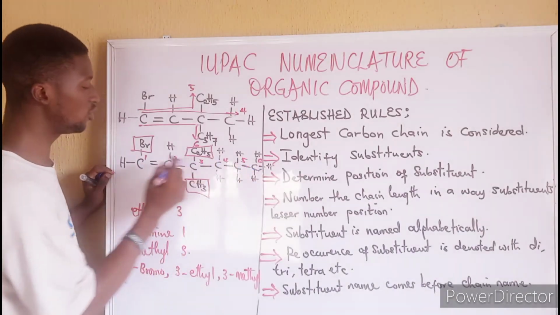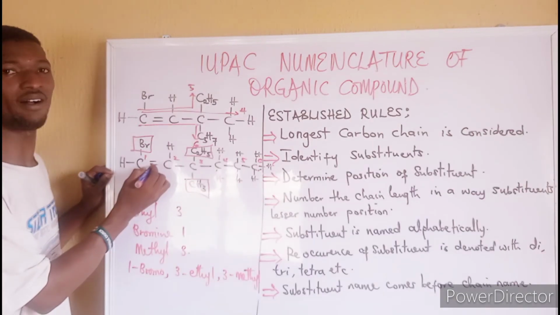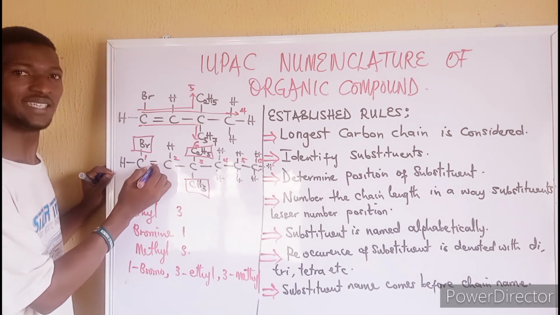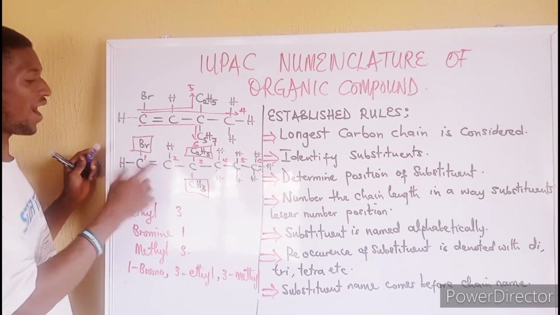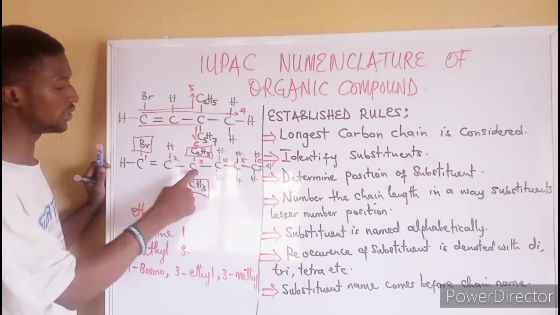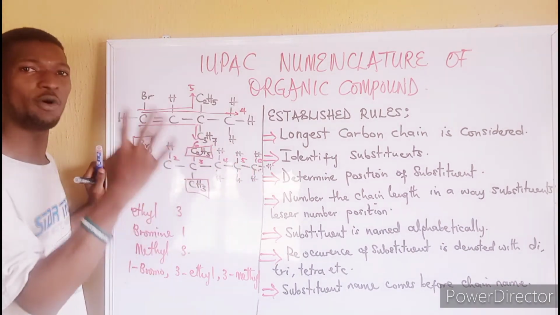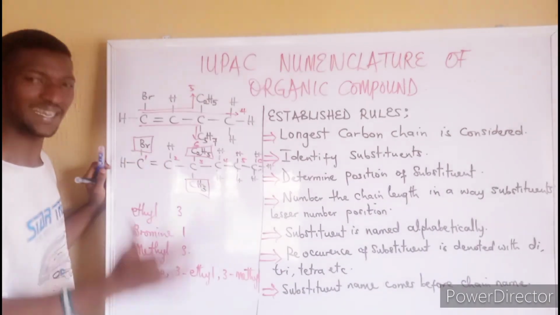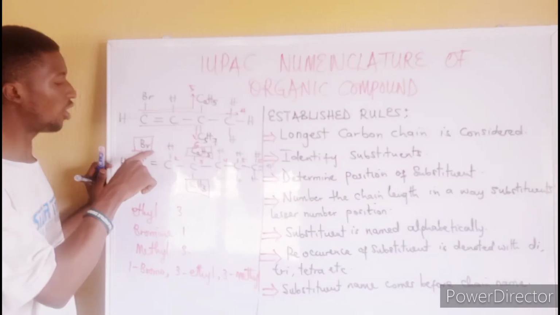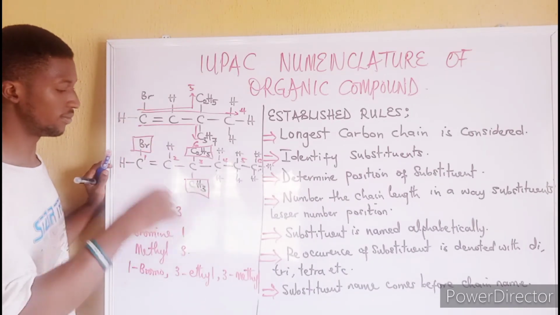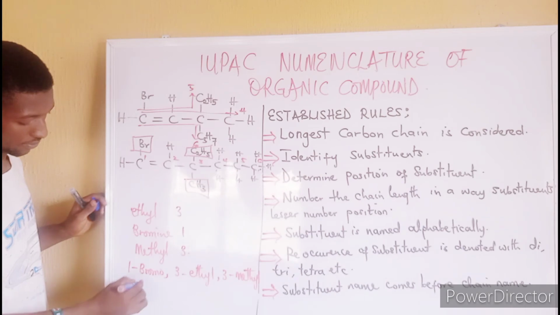What is the name of this chain? Don't forget we have a double bond here. So this is not alkane. This is alkene. So now for alkene, how many carbon do we have? 1, 2, 3, 4, 5, 6. When you have 6 carbon, it is called hex. But because this is alkene now, it will be hexene. So this is hexene.